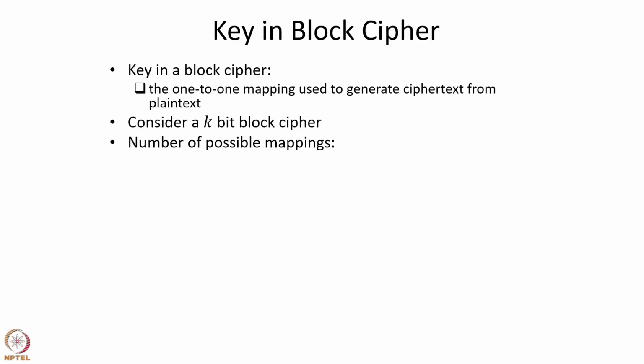Now consider a k-bit block cipher. What is the number of possible mappings from the plaintext to the ciphertext? My claim is that the number of possible mappings is 2 to the power k factorial. That's because there are 2 to the power k possible strings of k bits each, and the number of possible permutations of these 2 to the power k possible strings is 2 to the power k factorial. So hence the number of possible mappings is 2 to the power k factorial.